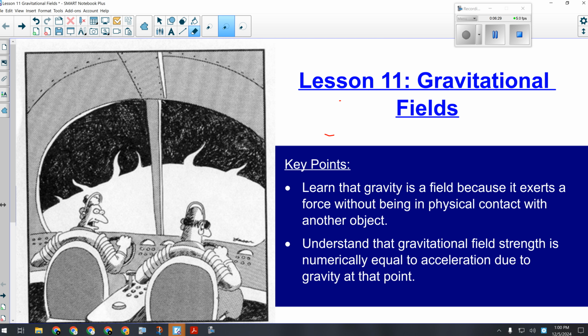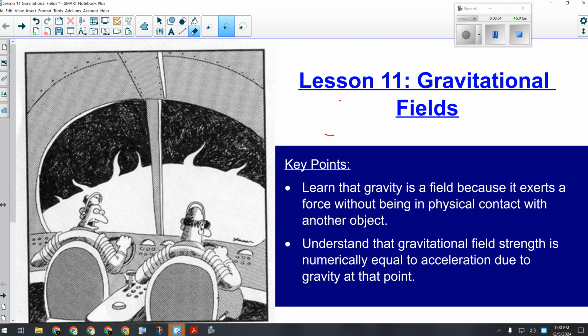Gravity isn't. Do I have to be in contact with the Earth's surface to be attracted to it? Nope. If that was the case, nobody would ever fall. You could jump off buildings and you'd be okay, right? Because gravity couldn't touch you because you weren't touching the Earth. Gravity doesn't work that way. Gravity is what we call a field force.